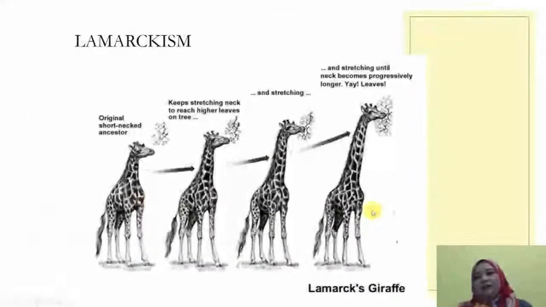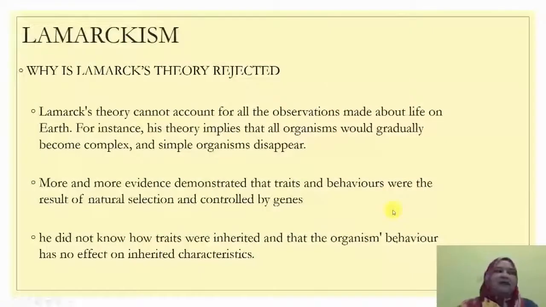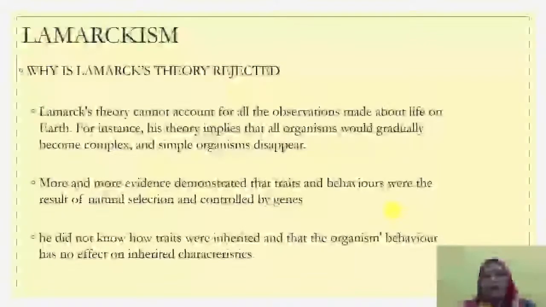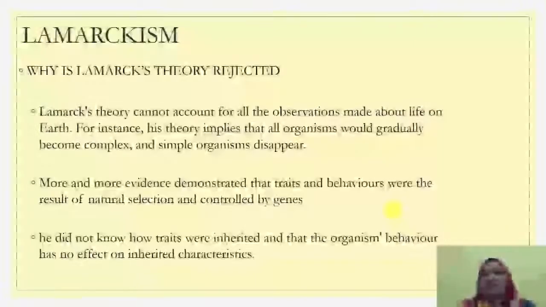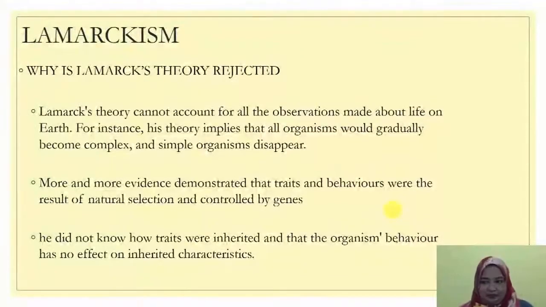We don't accept Lamarck's theory on the basis that he does not explain genes. Right? We know that we just did genetics, that we inherit these genes from our parents. But we cannot change our genes just because we want to. So he doesn't explain the observations made about life on Earth.